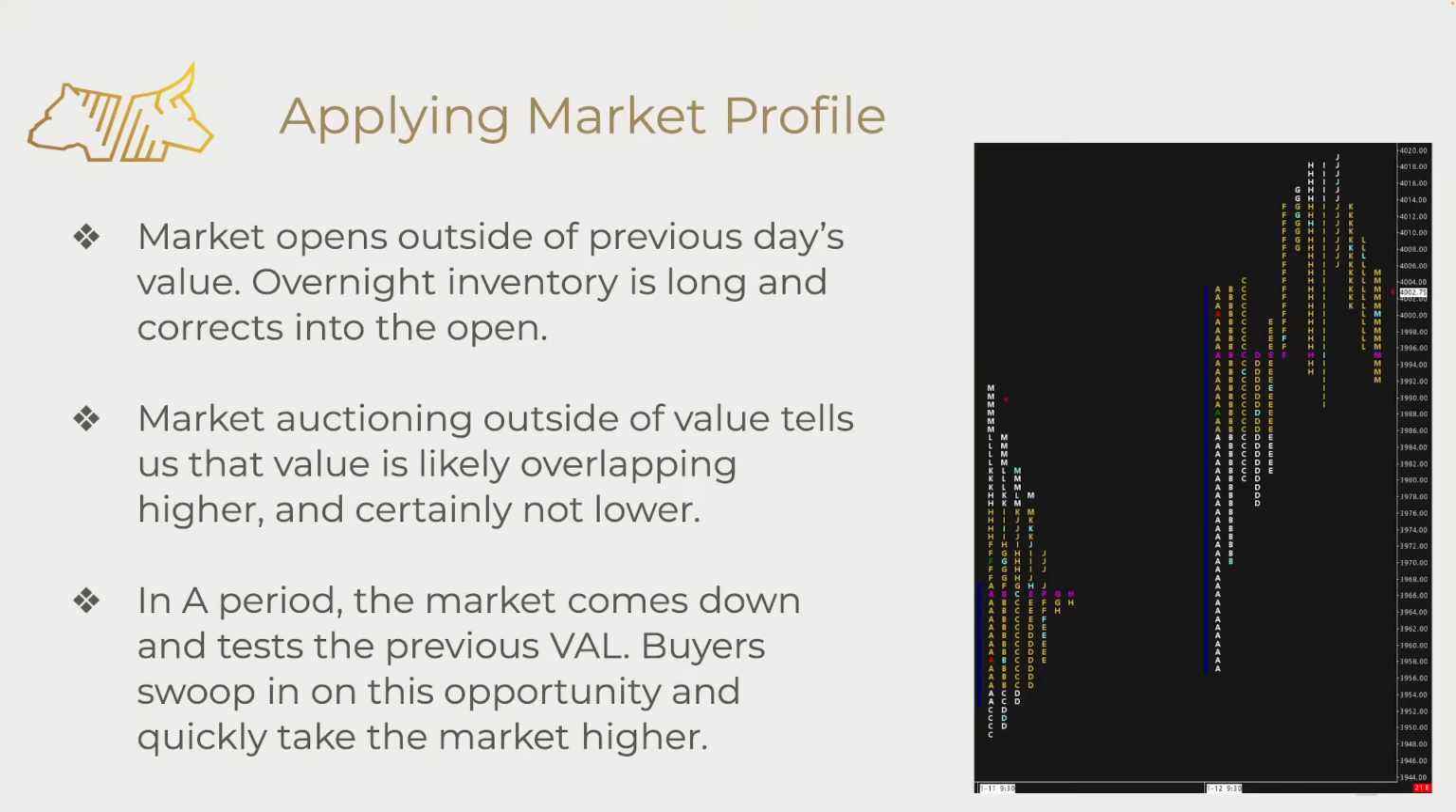So we, that day during our morning live session, called out that the market was likely to reverse at about 39.58, and you can see that that's exactly what it did. That was the low in A period and the low of the day, and then the rest of the day we saw value migrate and overlap higher relative to the previous day.